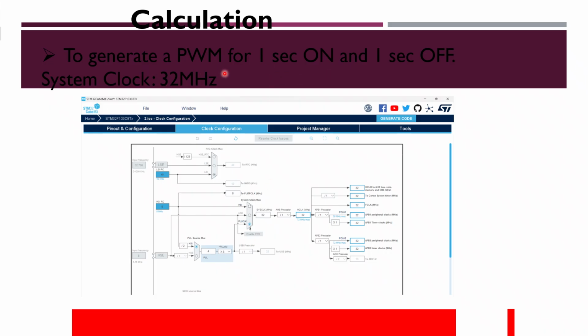To generate a PWM for 1 second on and 1 second off, the system clock must be at 32 megahertz. The system clock should always be 32 megahertz, otherwise nothing is going to happen there.